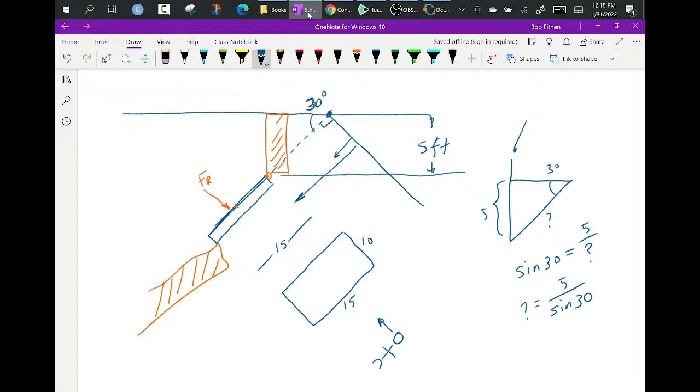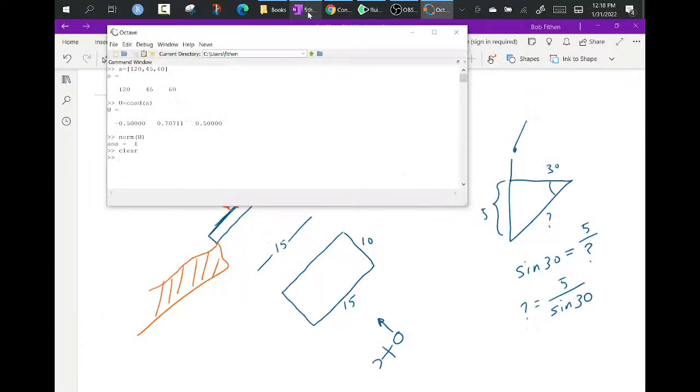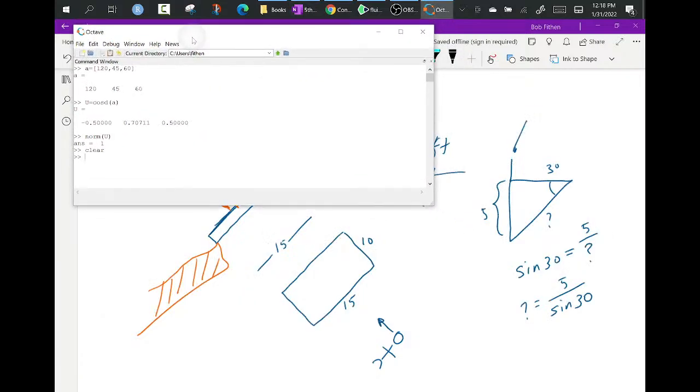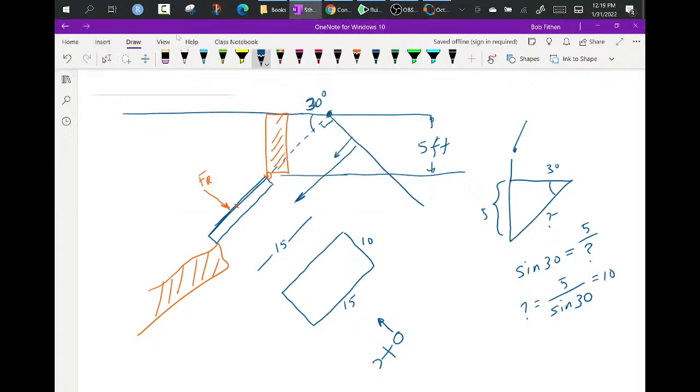So, in this triangle, oh yeah, I was going to head over to get the calculator up here. And I was going to do 5 divided by sin with a degree of 30. 10. So this value is 10. So the distance from here to the edge is 10 foot. The distance from here to here, 5 foot.